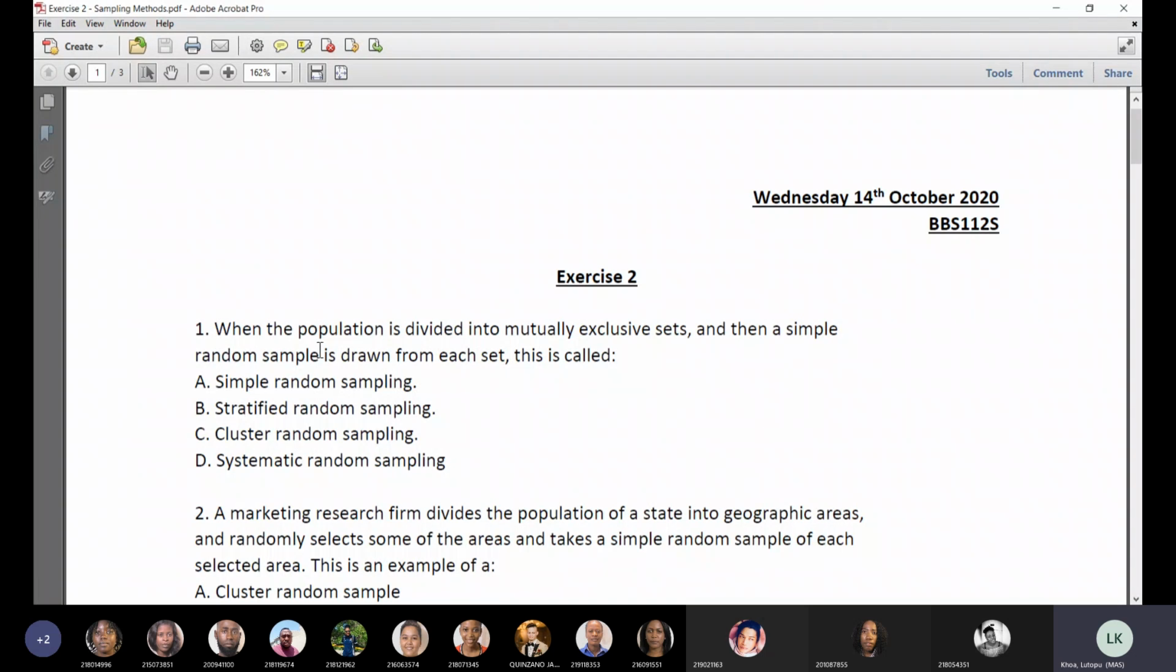Okay, number one, when the population is divided into mutually exclusive sets, and then a simple random sample is drawn from each set, this is called what? Is it simple random, stratified, cluster, or systematic? Does somebody know?